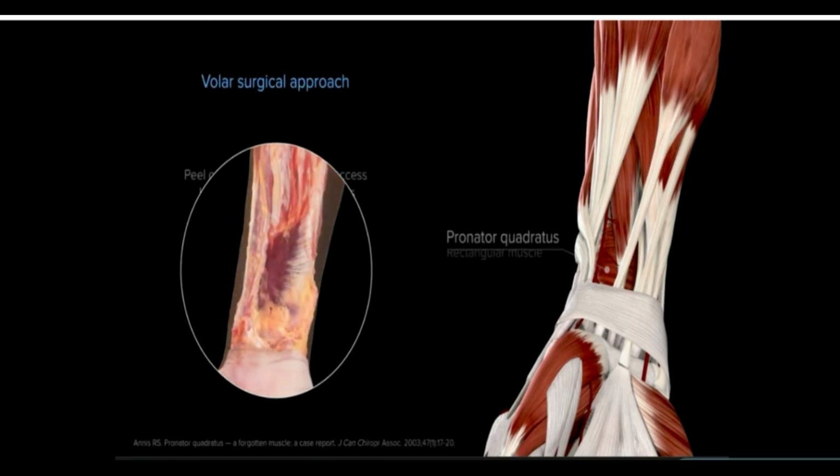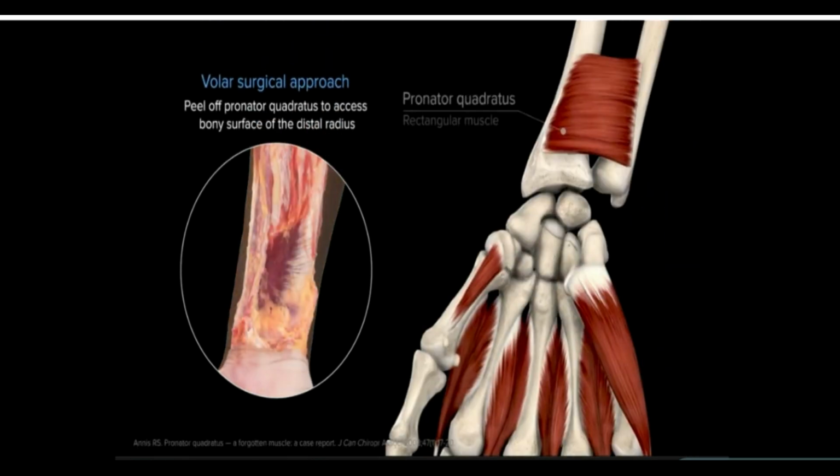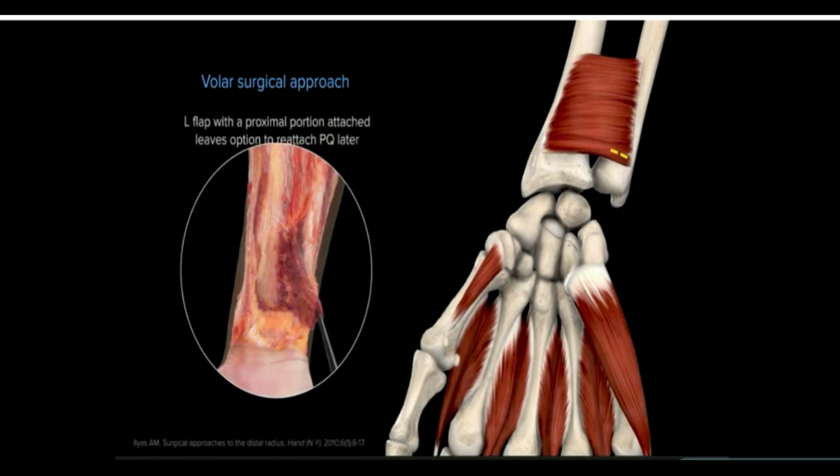The pronator quadratus has to be peeled off to access the bony surface of the distal radius. There are different ways to approach this. Some surgeons make an L-flap with the proximal portion attached, so that the muscle can be reattached after hardware placement. More commonly nowadays, surgeons take a split longitudinal approach.